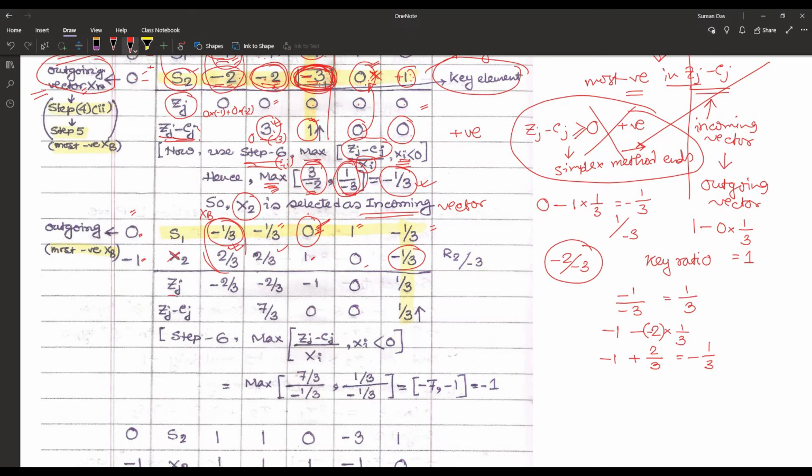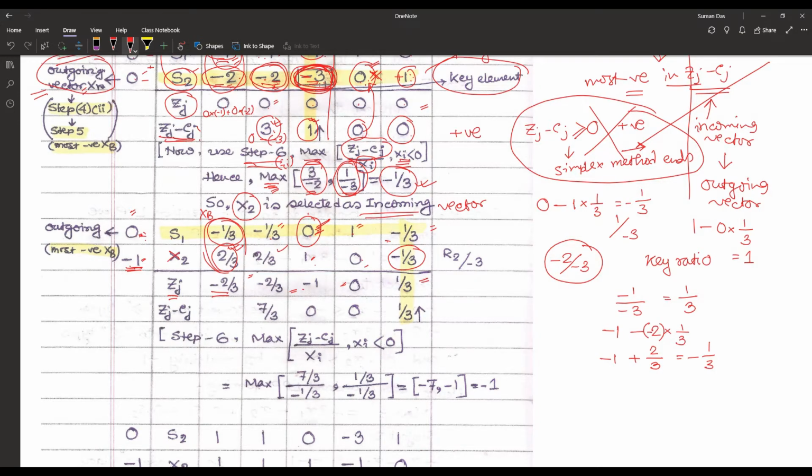Now we have to find out the Zj. 0 into minus 1 by 3, that must be 0, plus minus 1 into 2 by 3, so the result is minus 2 by 3. Once again, 0 into minus 1 by 3 plus minus 1 into 2 by 3, minus 2 by 3. 0 into 0 plus minus 1 into 1, minus 1. 0 into 1, 0 plus minus 1 into 0, that is 0. 0 into minus 1 by 3, 0, plus minus 1 into minus 1 by 3, the result is 1 by 3.